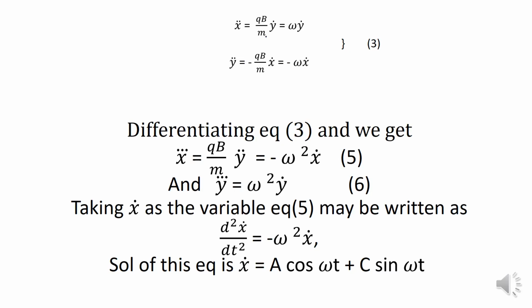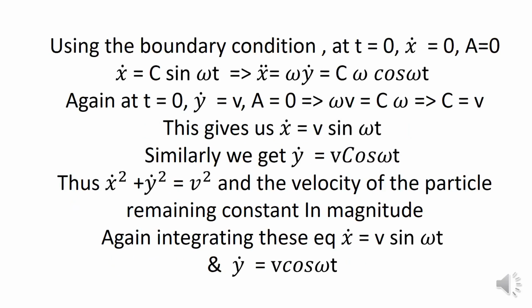Now if we apply the boundary condition, that is at time t equal to 0, x dot is equal to 0, we find a is equal to 0. Therefore, after putting the value of a in the equation x dot is equal to a cos omega t plus c sin omega t, we find x dot is equal to c sin omega t.